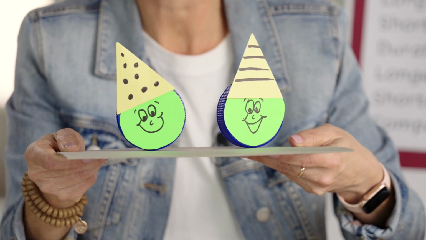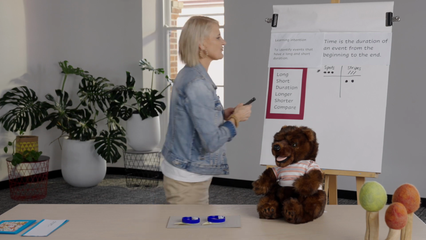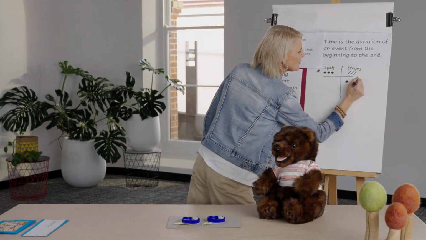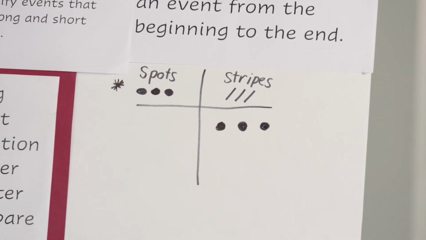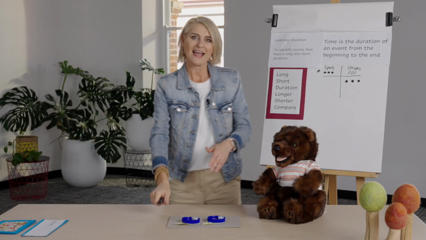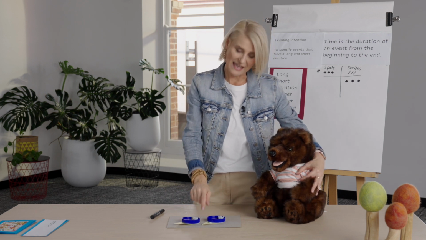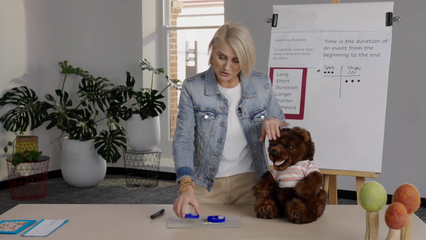I think stripes are still going. Stripes have it. We had 3 turns, and each of the 3 turns, 1, 2, 3, stripes had the longest duration. They took the longest time before it stopped rocking. What a fun game. I love that we can make our own tools to measure the duration of time just out of loose parts from our recycle bin.